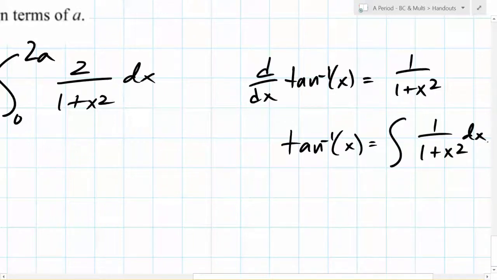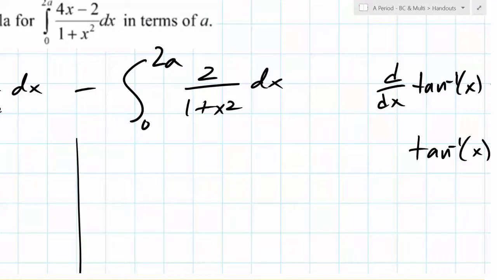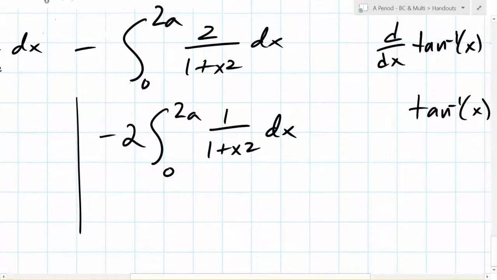Is that super helpful right there? Who thinks that's helpful? Yeah, what do you see right here? What do you see on this? Do you really care about that 2 in the numerator? Do you care about that 2 in the numerator? Yeah, exactly. So this is just minus 2 times the integral from 0 to 2a of, 2 is gone, sorry, 1 over 1 plus x squared dx, exactly.